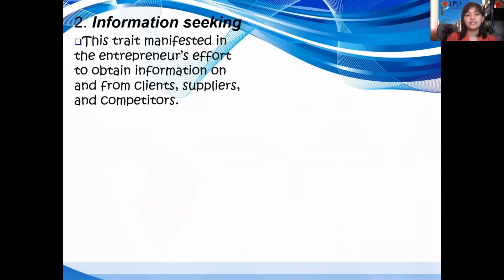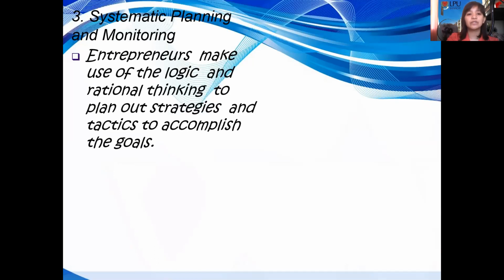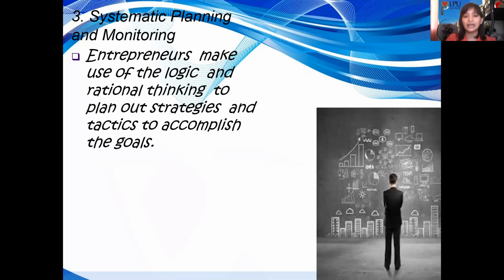And then information seeking. This trait is manifested in the entrepreneur's effort to obtain information on and from clients, suppliers, and competitors. So it involves seeking out experts and consultants to give technical and management advice. It means knowing how to leverage networks, contacts, and sources in obtaining knowledge and information. The next one is systematic planning and monitoring. So entrepreneurs make use of logic and rational thinking to plan out strategies and tactics to accomplish the goals. So they formulate alternatives and monitor implementation in order to apply the necessary actions and remedies to the situation.